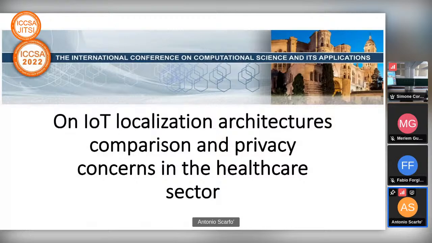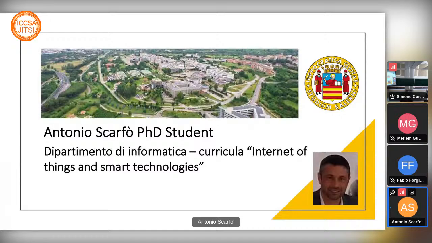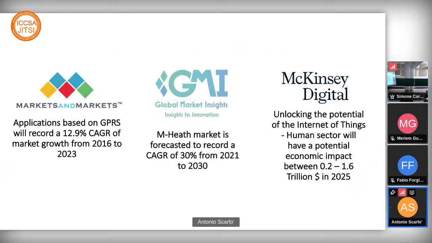And I'm glad to be here to present my paper on IoT localization architectures, comparison and privacy concerns in the healthcare sector. I'm a PhD student at the University of Salerno, Computer Science Department, in the curriculum of Internet of Things and Smart Technologies. My paper is related to the application of localization in the healthcare sector. The relevance of the matter is very important at this moment, mainly in the pandemic situation. We can see that these three analysts forecast a brilliant future for this kind of application, because it can improve the efficiency of operations in healthcare and also the effectiveness of patient treatment.